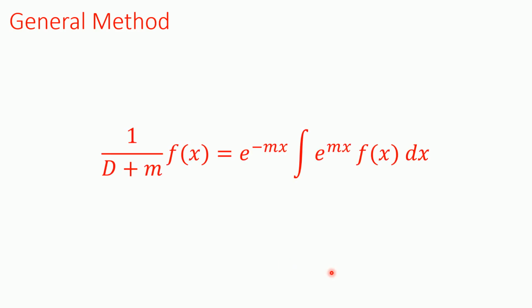So in general, 1 upon D plus m of f of x will be what? Here we have D plus m as a factor, therefore the root will be minus m, so it is e raised to minus mx integration of e raised to mx f of x dx. Don't put c after this, alright? The complementary function will take care of the arbitrary constants, so we don't have to worry about them. We are just finding a solution which is without arbitrary constant. So this is how 1 upon D plus m operates on f of x.